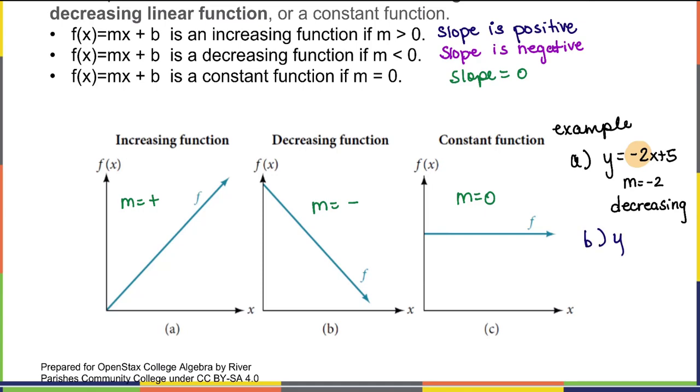What about y equals 3? In this case, you don't see a slope, we have y equals 0x plus b. B is 3. In this case, our slope is 0. So if you don't have an x term, then the slope is 0. If it's 0, then it is constant.